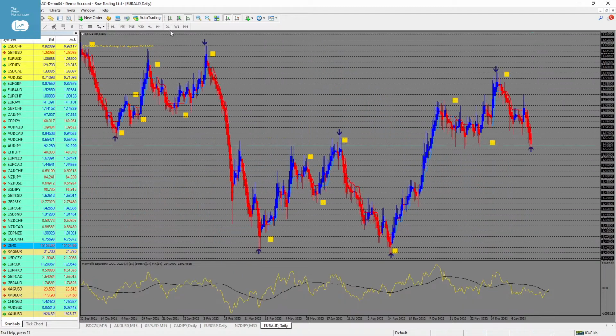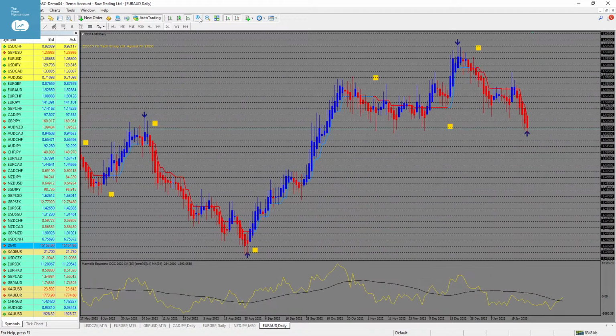I don't use the Agimat system on the daily time frame, to be honest, even though we also get very good signals there. You can see this was a very nice one. We had the blue arrow and the blue box, the yellow box, and then from there on it was going up and up and up and up.